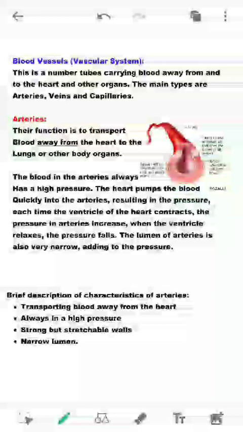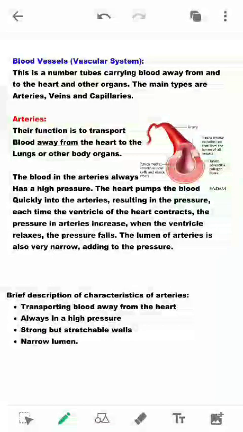Now, in order to take the blood from the heart at high pressure, it has to have thick walls. You can see in this diagram that it has a very thick wall which protects it when the heart pumps very hard. When the heart pumps the blood very hard, the blood vessels need to be very strong and thick so they can withstand that pressure. So the arteries are basically very thick so they can withstand that pressure and take the blood towards the whole body.